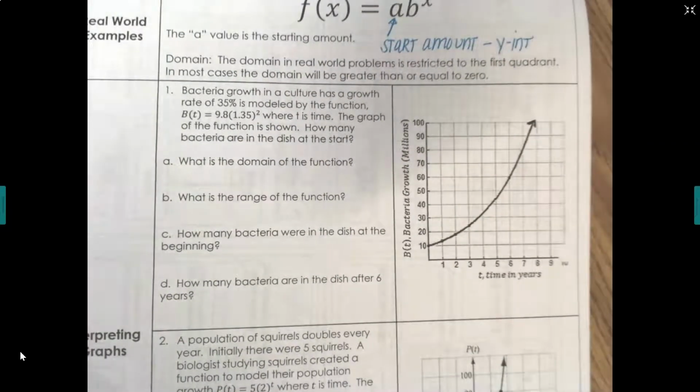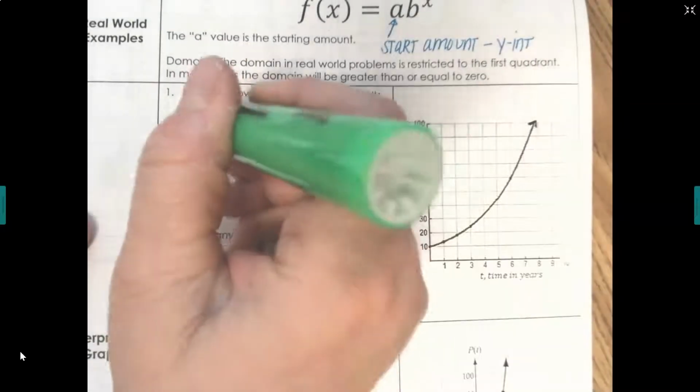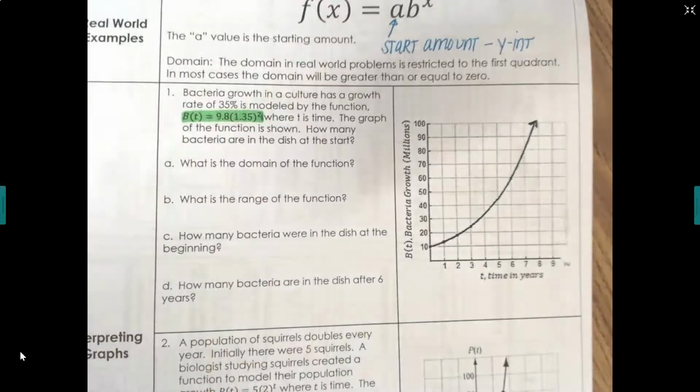Bacteria growth in a culture has a growth rate of 35% and is modeled by the function B(t) = 9.8 × 1.35^t, where t is time. Okay, the graph of the function is shown. How many bacteria are in the dish at the start? All right, something important to note is that a lot of times you're going to be given an equation. In this case, this is the equation that's given to us, and that should be the equation of that graph.